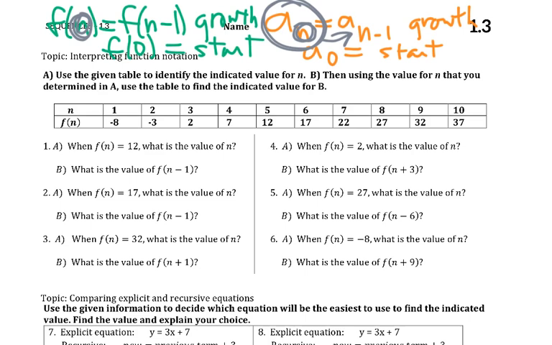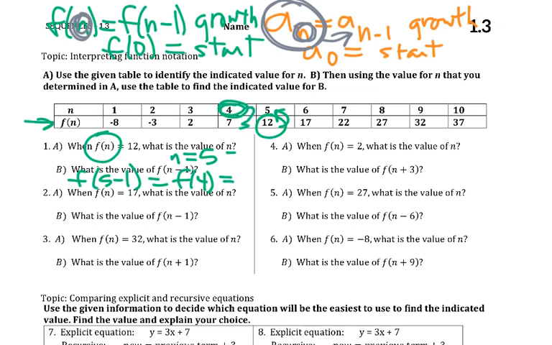that's the output. Okay, so when we look at number 1, it says f of n equals 12. That means when the output f of n equals 12, what's the value of n? Well, 12 is right here, so n's value would be 5. So n would equal 5. So what is the value of f of n minus 1? Well, if n is 5, f of 5 minus 1 would be f of 4, and f of 4 is right there, so f of 4 would equal 7. Okay, so that's all we're looking at here.